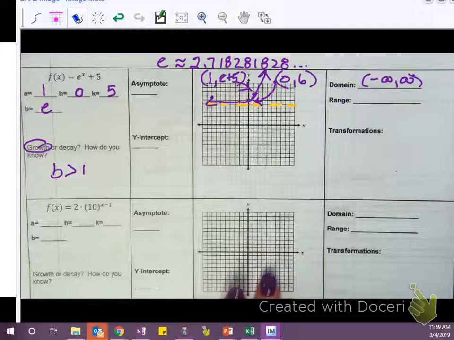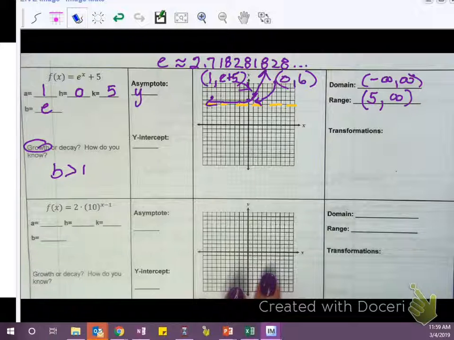What is the range? What's the lowest value it can almost be? 5. So this needs to be a parentheses with the 5. You're going to figure out these always start with the asymptote, but always with a parentheses, because it cannot be that, but it can get very, very, very close. And then from here it goes up to infinity.